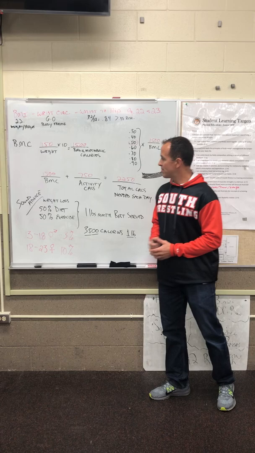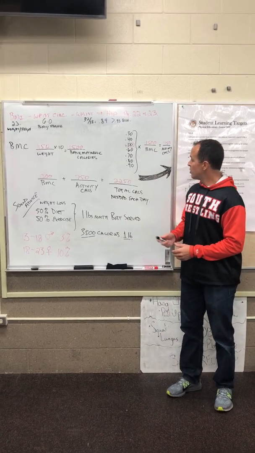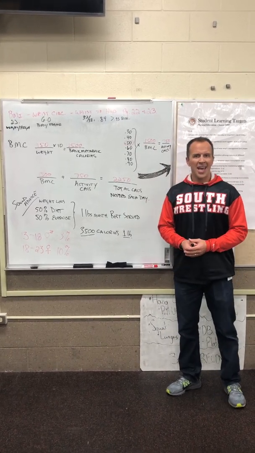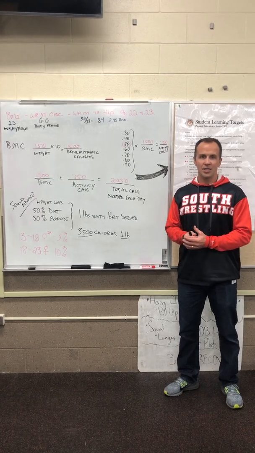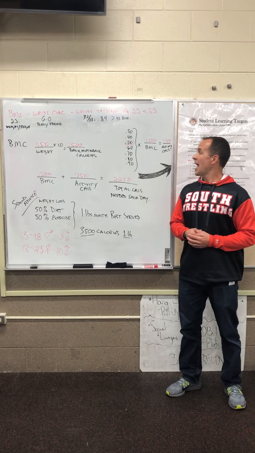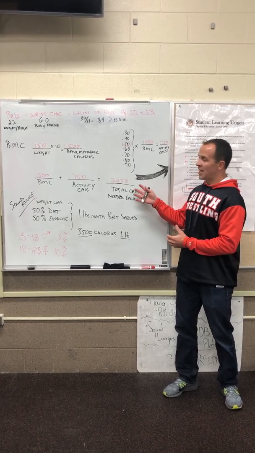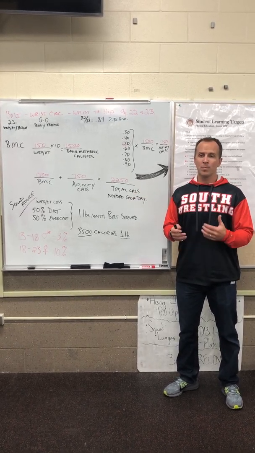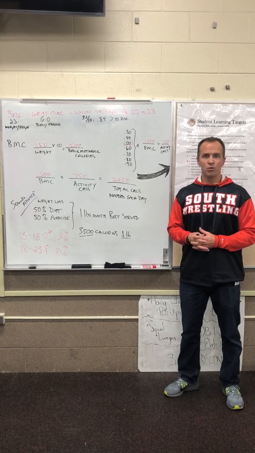Once you add both the BMC and the activity calories together, you get a total calories needed per day, and that's an approximate number. It's not exact science, but it does take into consideration your body weight and your activity level, and with that, it gives you an idea of how many calories you should be taking in. It's only one piece of the nutrition puzzle.